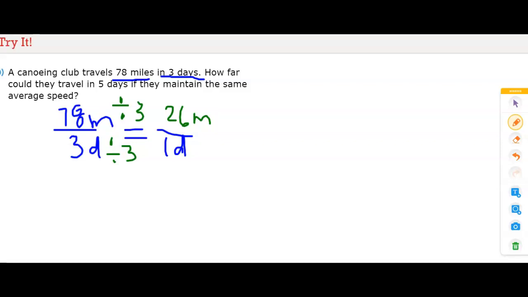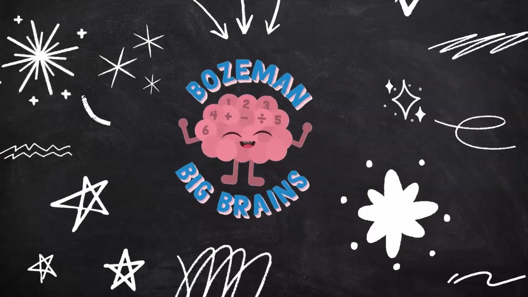So for 5 days, do a different color. For 5 days, we are now going to multiply by 5 because we want 5 days, and we're going to multiply 26 times 5 as well. So 26 times 5 is going to give us 130 miles. So if they maintain that same average speed over the 5 days, they will be traveling 130 miles over that time.